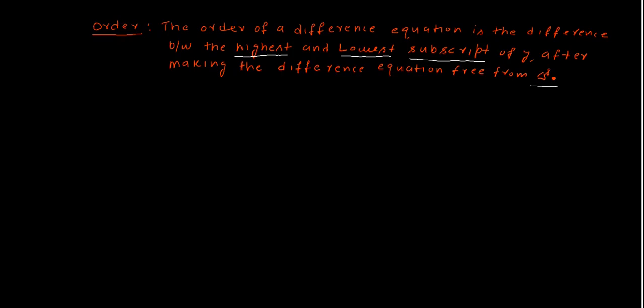If the difference equation is given in terms of a backward difference operator, then first we make the difference equation free from the backward difference operator. Then how do we define the order? Very simple. We just find the difference of the highest and lowest subscript. So first we take a very simple example in which there is no involvement of any difference operator, meaning we write a difference equation in terms of dependent and independent variables.